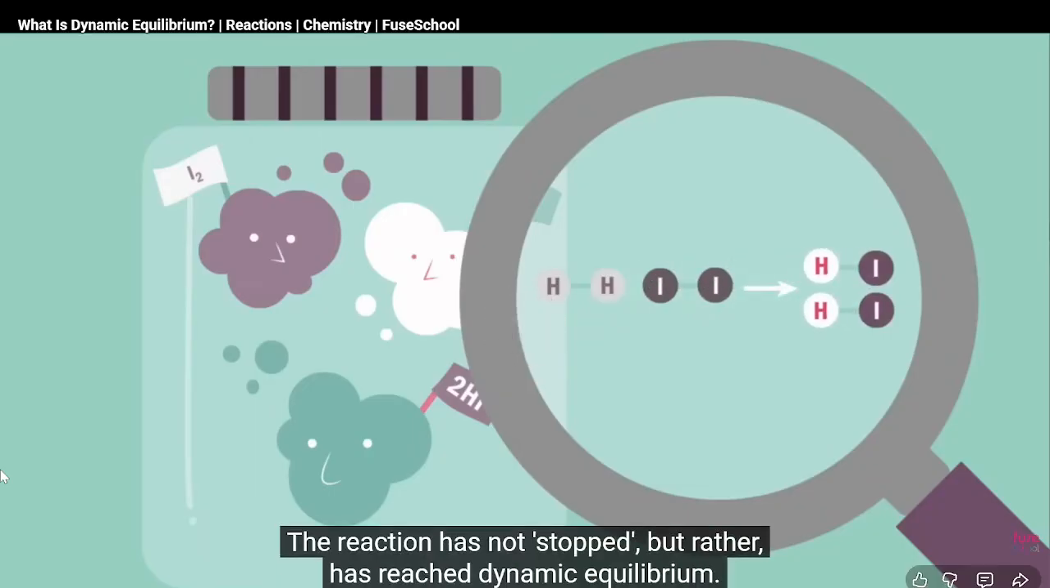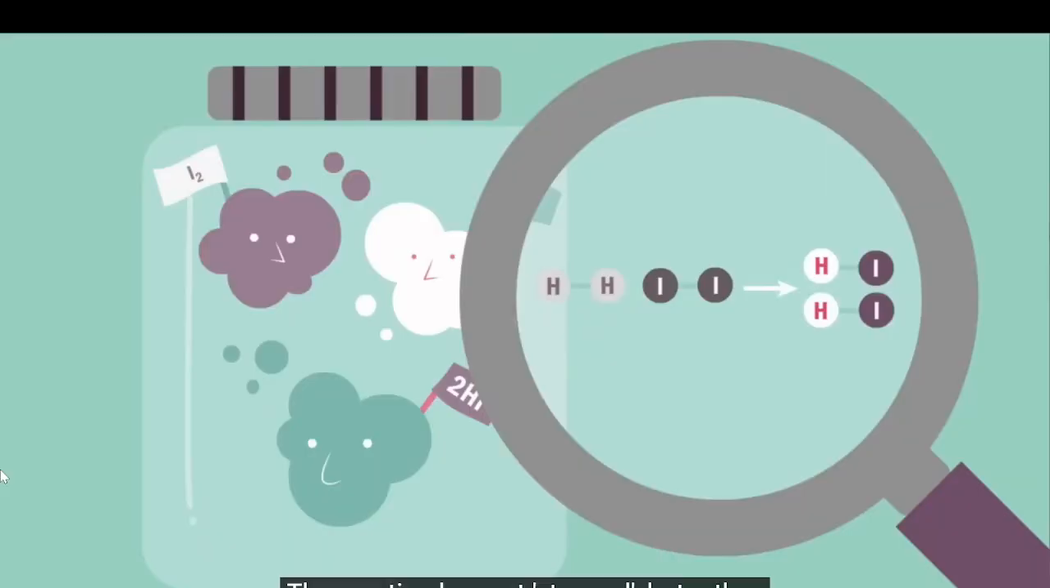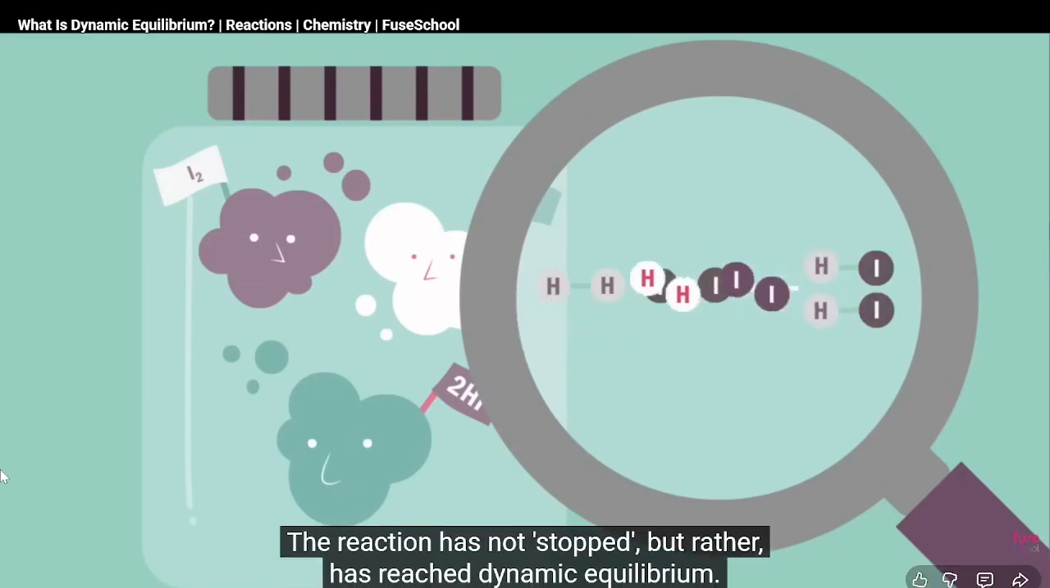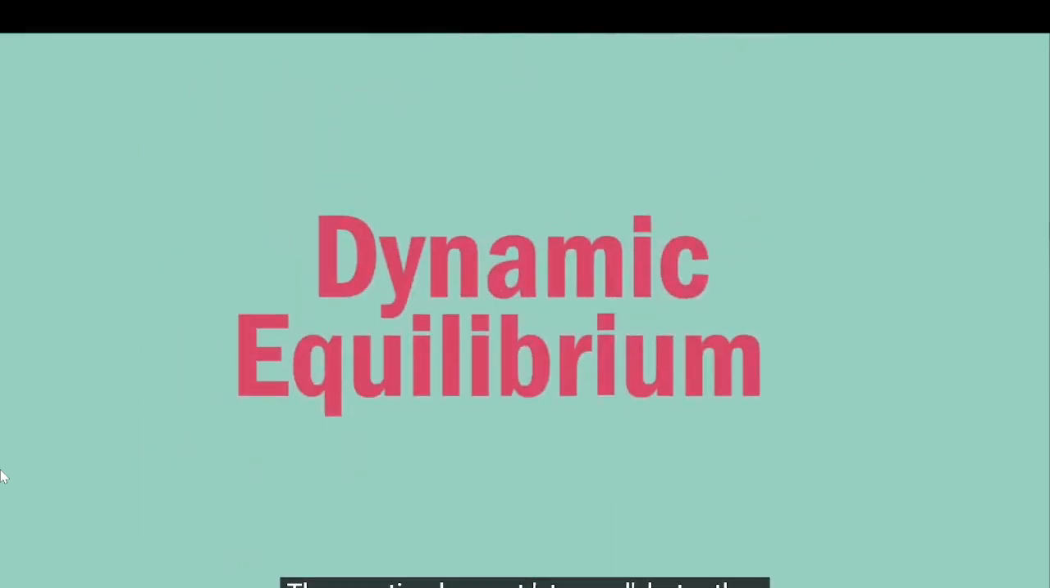Okay, so this is just like the hole where you don't see the size of the hole change because somebody keeps putting dirt in, but someone also keeps taking dirt out. So some of the HI turns into H2 and I2, but at the same time, other H2 and I2 molecules react to make HI. Does that make sense? Yes? Okay. And if they're happening at the same speed, then you're at equilibrium. You will not see any change. Everything will look the same. Action has not stopped, but rather has reached dynamic equilibrium.